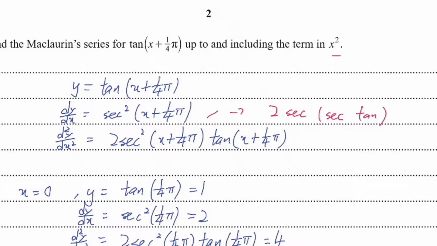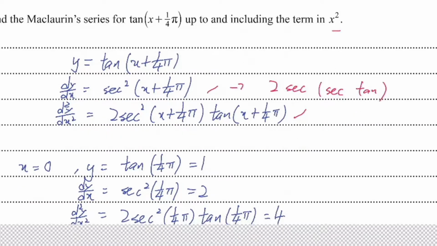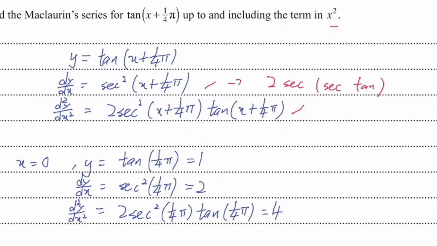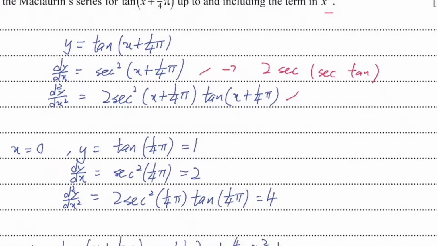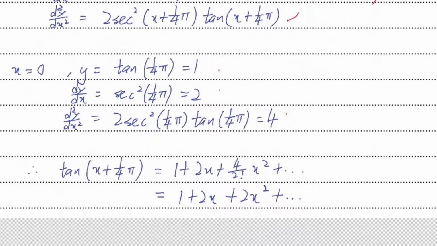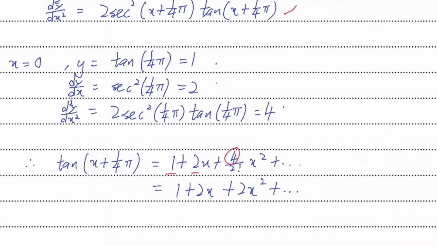So this is why in our expression here, we have 2 secant squared with a tangent there. After that, because we want to get all the coefficients in the series, we sub in x equals 0. So we evaluate all the values from there, and in this case we get 1, 2, 4. Those 1, 2, 4, we are going to substitute into the formula for the Maclaurin series. We don't really need to memorize it, we can just get it from the MF19. So this is the value that we will get.